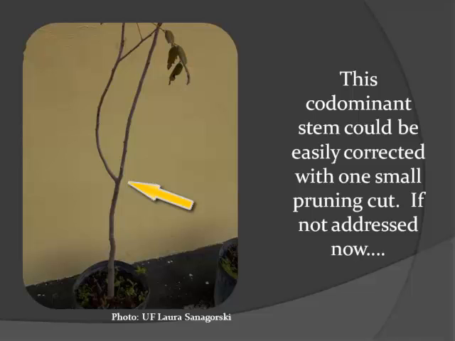And what happens is as those two codominant stems get bigger, they press against one another and they don't have a great wood attachment. They actually have what we call included bark. So it's just the bark pressing against each other. And that's a really weak point in the tree and is a very common point of failure.